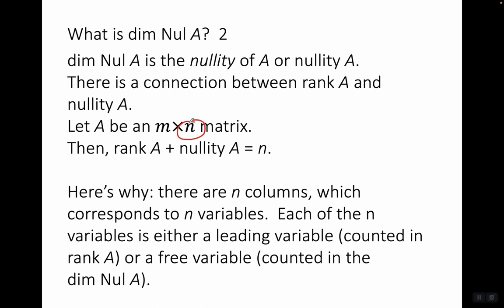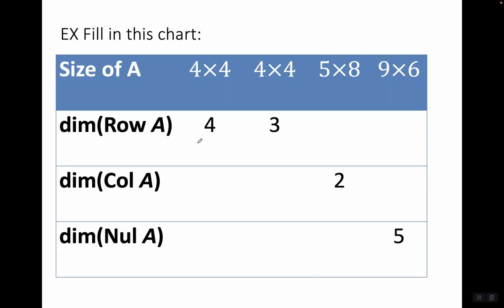Each of the n variables is either a leading variable, that means it's counted in the rank of A, or a free variable, that means it's counted in the dimension of the null space of A. So all of the n variables are either in the rank or in the dimension of the null space. That means when you add together the rank and the dimension of the null space, you get n, the number of columns, because variables either have to be leading variables or free variables.